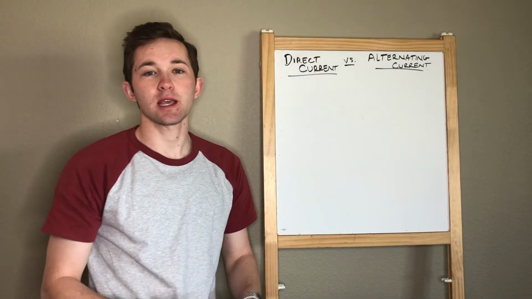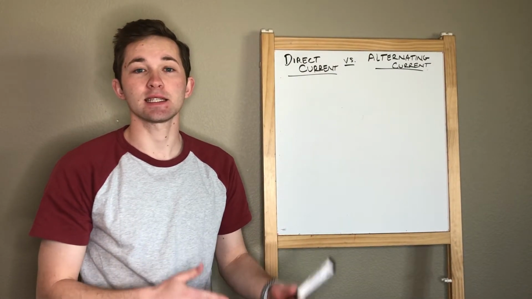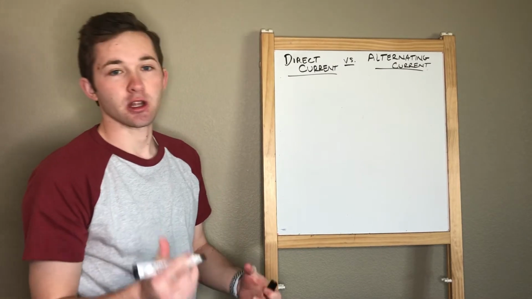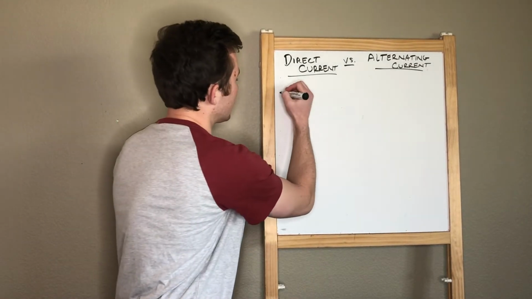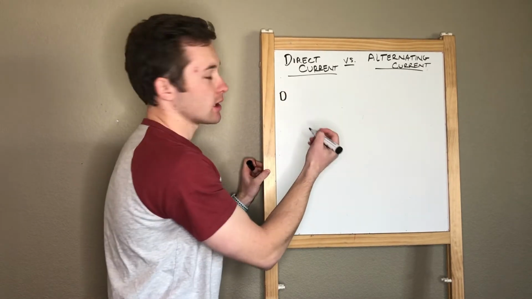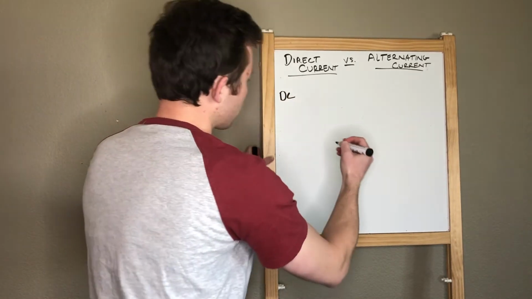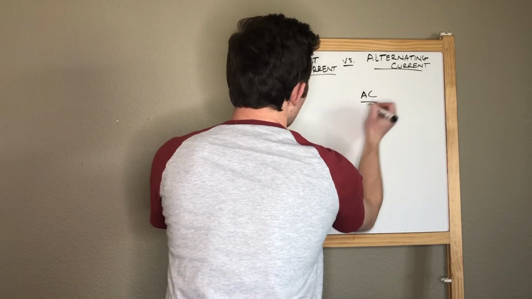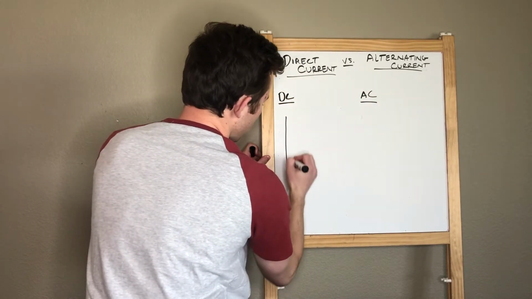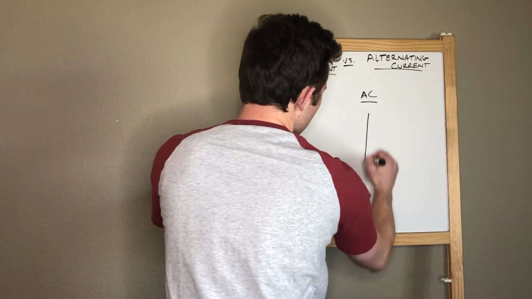Okay, so to understand the differences between AC and DC current, I'm just going to draw up some simple graphs relating the voltage over time. So we've got DC, we've got AC, and we can draw this graph for both sides.